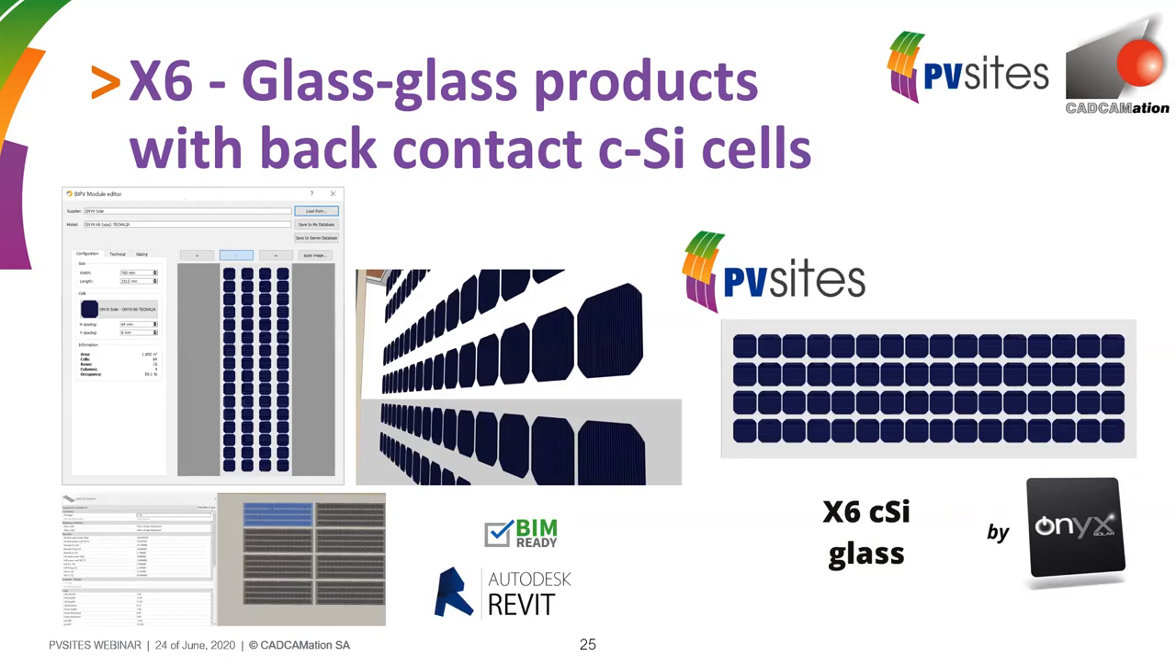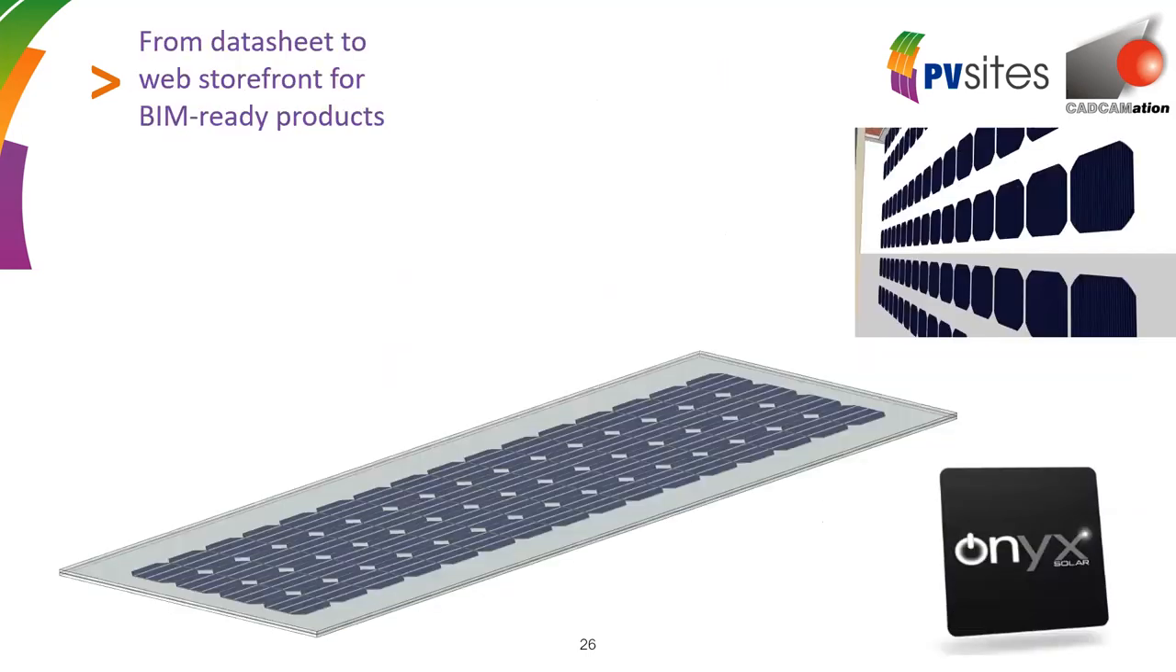So you can see what was missing in the presentation in the previous slides. I don't know why. You've got on the left the BIPV module editor configurator in the simulation calculation software, BIM Solar. You can see the rendering within the simulation workspace, transparency cells. Below, you can see the transformation into a BIM object, BIM ready for Autodesk Revit. And then for the storefront, the official PVSITES e-catalog, you can see what you will be able to get from the 1st of July: the X6C crystalline silicon glass by Onyx Solar, with a lot of information, of course.